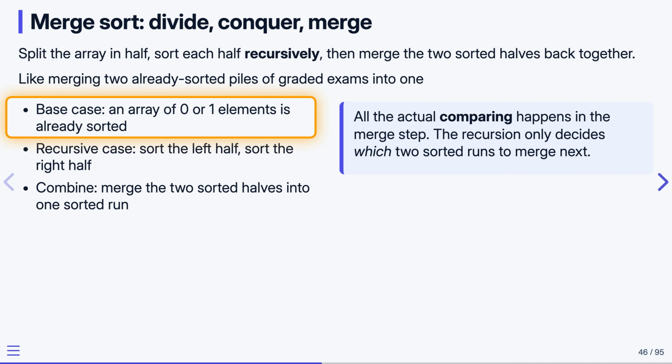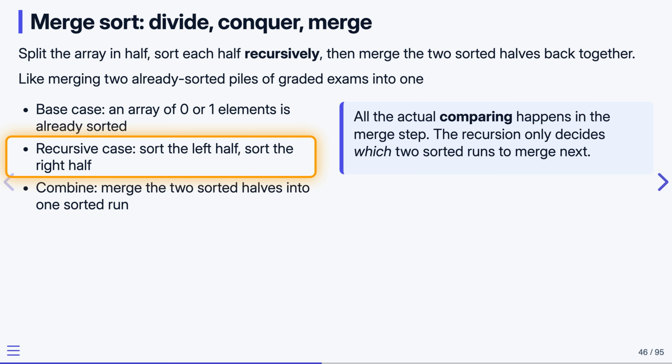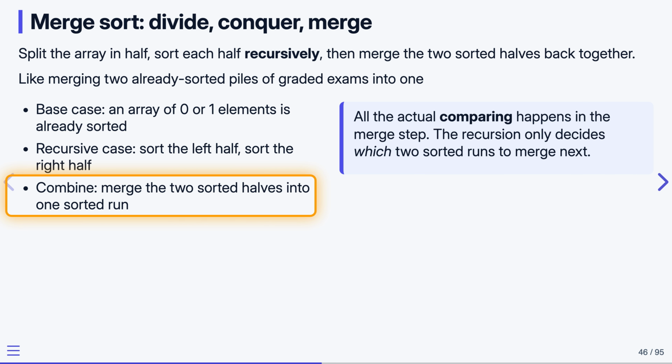The base case is tiny. An array of 0 or 1 element is already sorted, so there is nothing to do. The recursive case does the splitting. We sort the left half, then sort the right half, each the same way. Then we combine. We merge the 2 sorted halves into one longer sorted run.